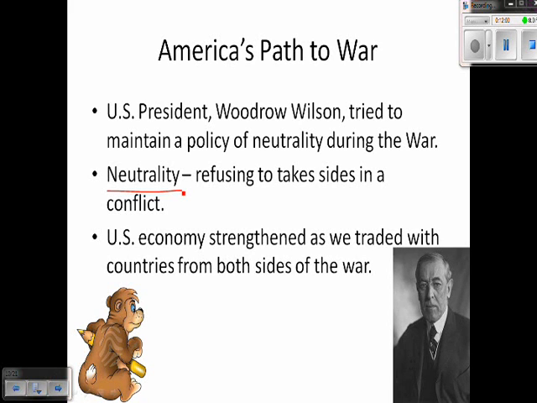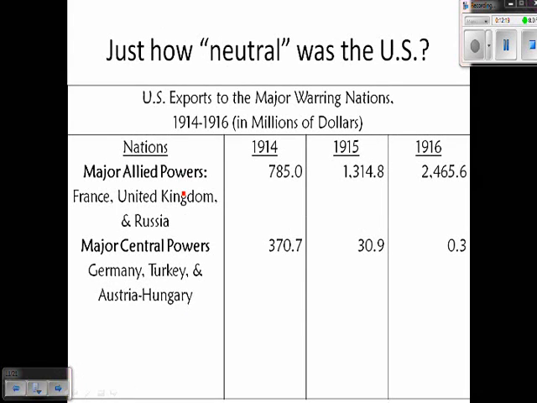Now, as the war began, the United States economy actually did really well. We traded with both sides. Our economy was very strong. We were making lots of war goods, selling them to both sides. I have a graph on the next slide that's going to look at the balance of trade that we have. So my question to you is, just how neutral was the United States during World War I?